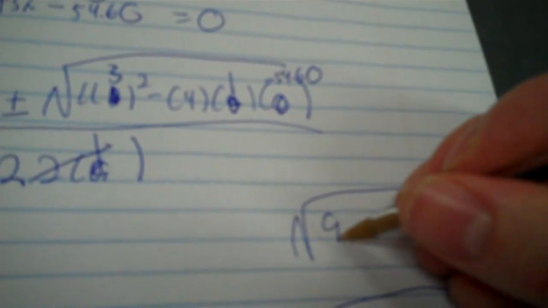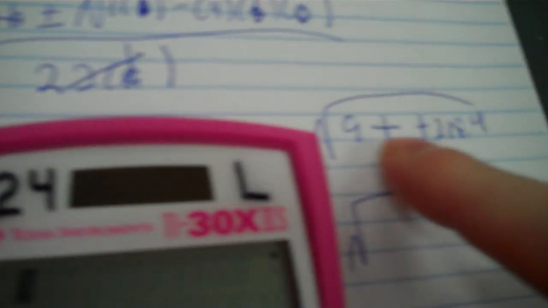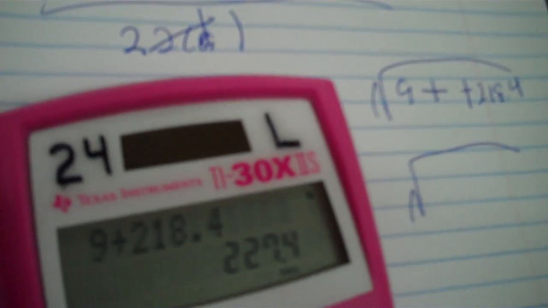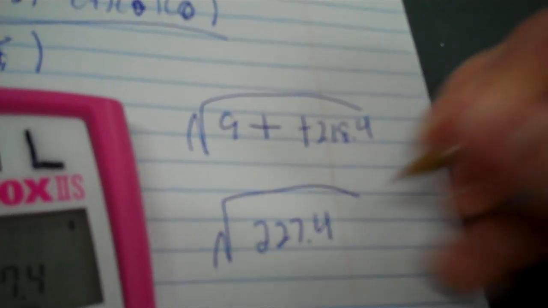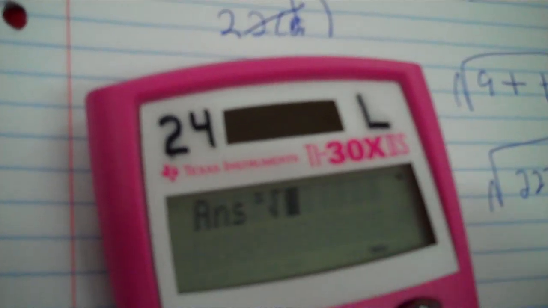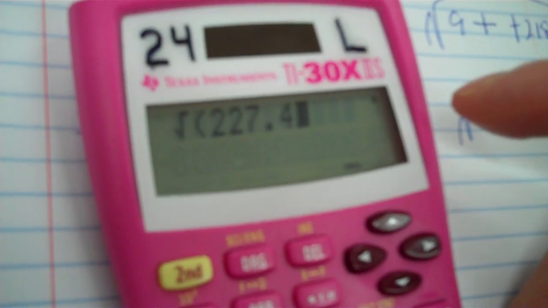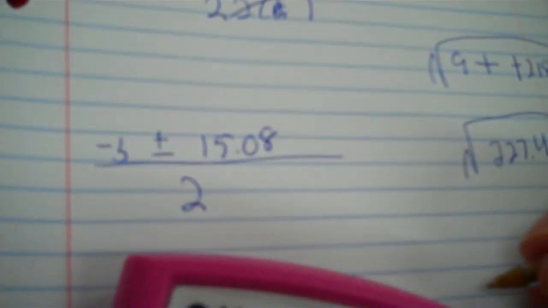3 to the second power is 9, minus, and then I take 4 times 1 times negative 54.60. It's negative 218.4, and then I take 9, make that plus, because when you're minusing a negative. 227.4. And then I find the square root of 227.4. Okay, well, 15.08, and then I can get my two answers.